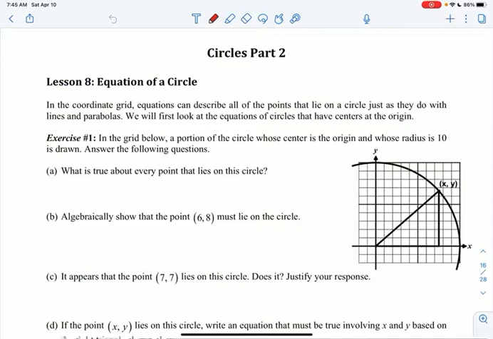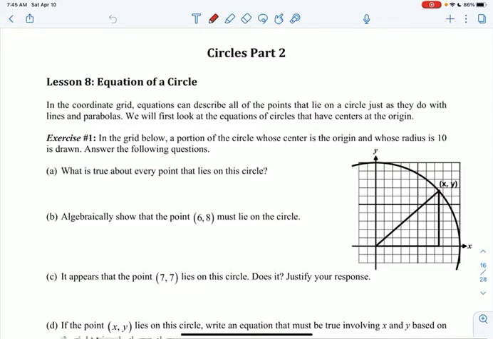Remember our definition of a circle back from the beginning of this chapter, and that's a set of all points equidistant from a given point. Now we're actually going to be talking about what that equation of a circle looks like. Because just like with lines and parabolas, the equations look a certain way, so do the equations of circles.